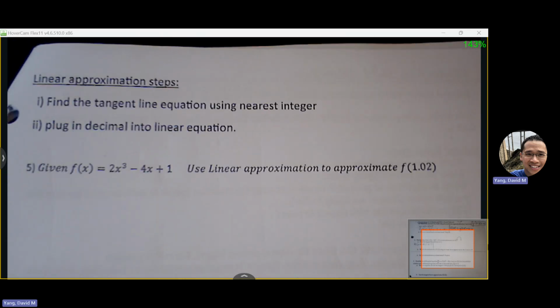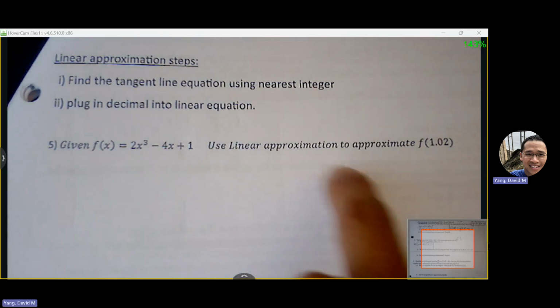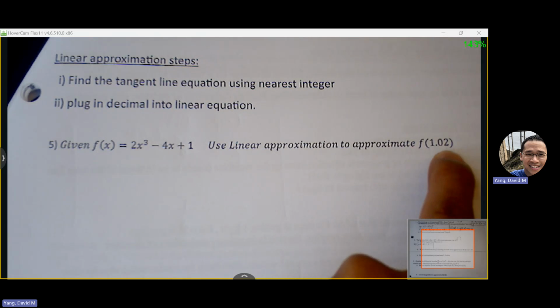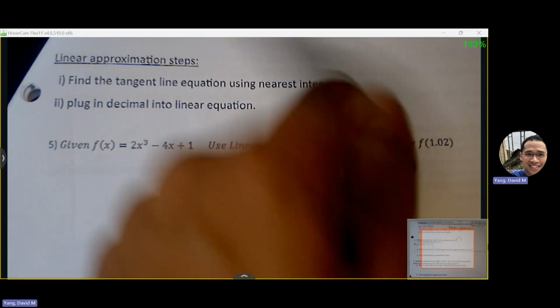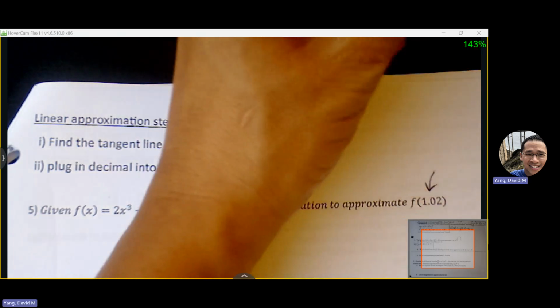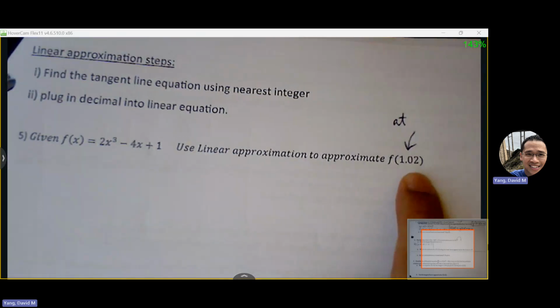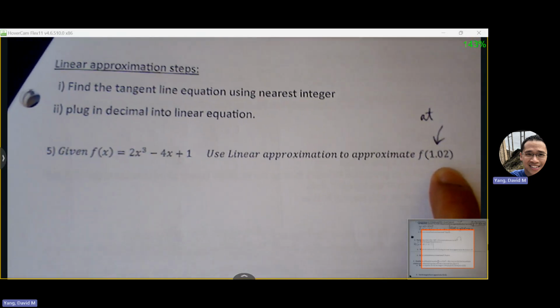Okay, so here's page 3. Use linear approximation to approximate f of 1.02. Now, we're going to have to build a tangent line first and then plug in the decimal. So guess what x value we want to use to build our tangent line? What's a nearby value that will be an easy value for us to start with? 1, yeah.